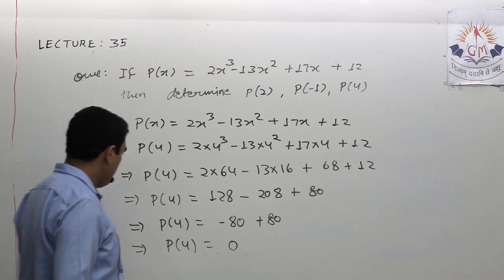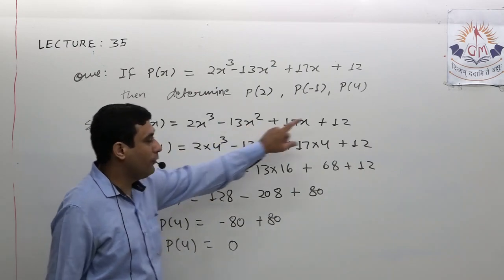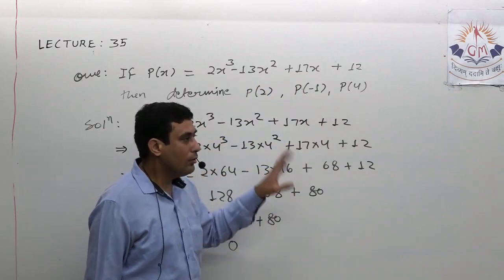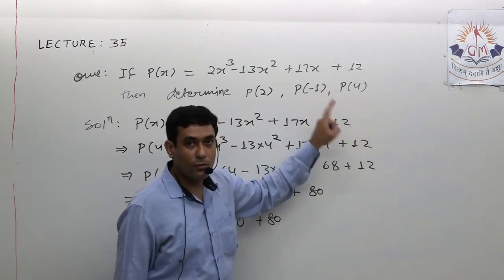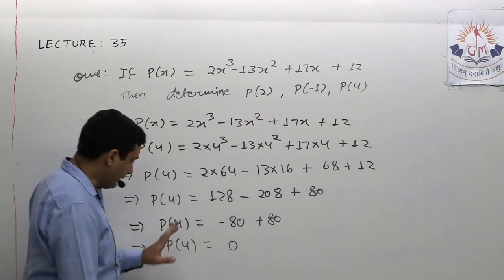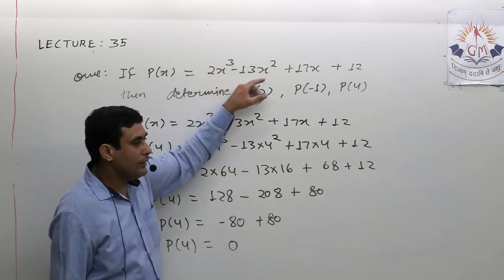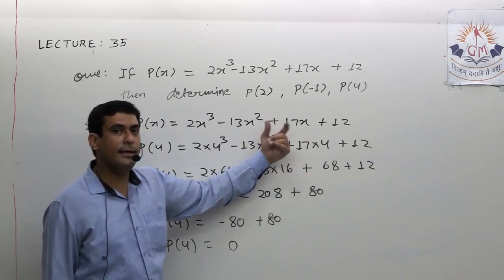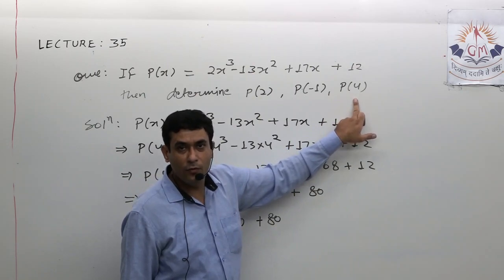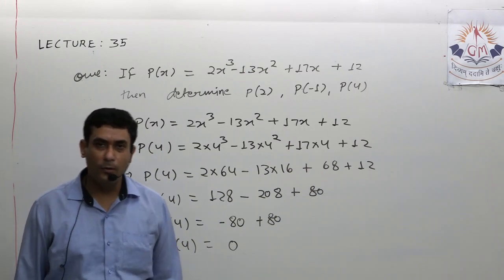Okay, over here we'll get one more term. See here, the value of p of 4, that means the value of the polynomial at x equal to 4, is 0. So this 4 is called the 0 of the polynomial. We'll see the 0 of a polynomial separately, but I'm just giving you a little idea that at whatever value of the variable the polynomial becomes 0, that value is called the 0 of the polynomial. Over here at x equal to 4 the polynomial becomes 0, so we'll say 4 is the 0 of the polynomial.